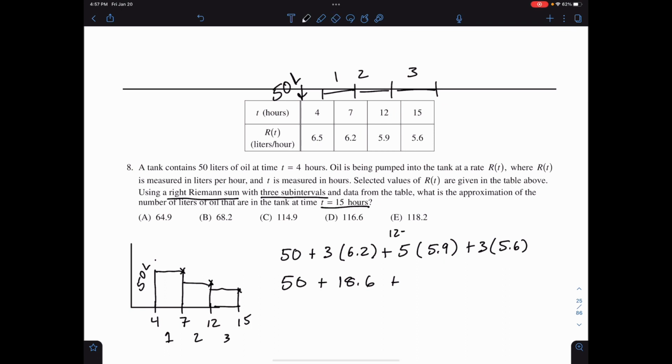So it's 12 minus 7, which equals 5. Which is 29.5 plus 16.8. And if you sum all these together, you get 114.9. So the answer here is C.